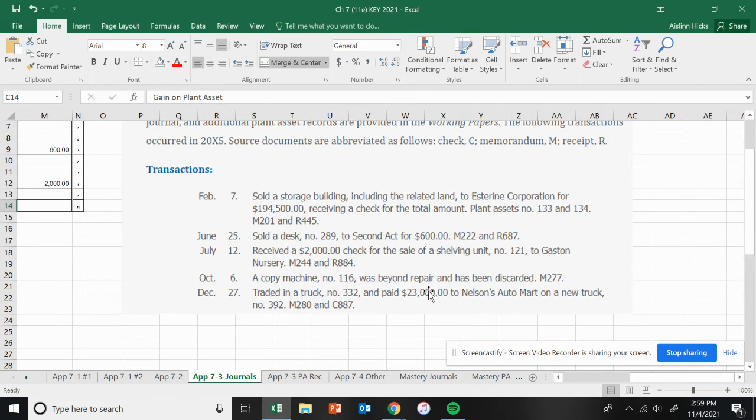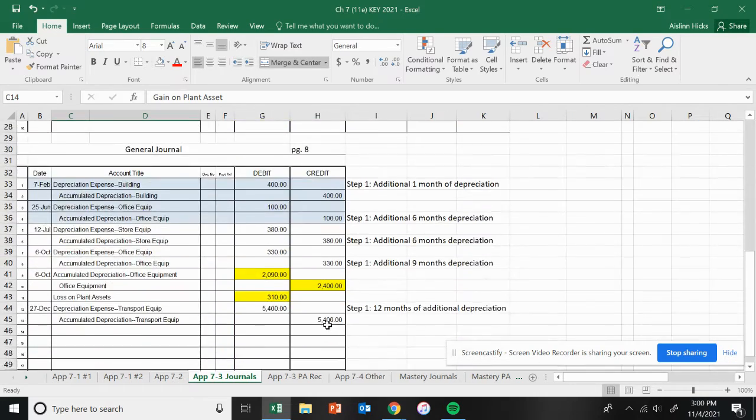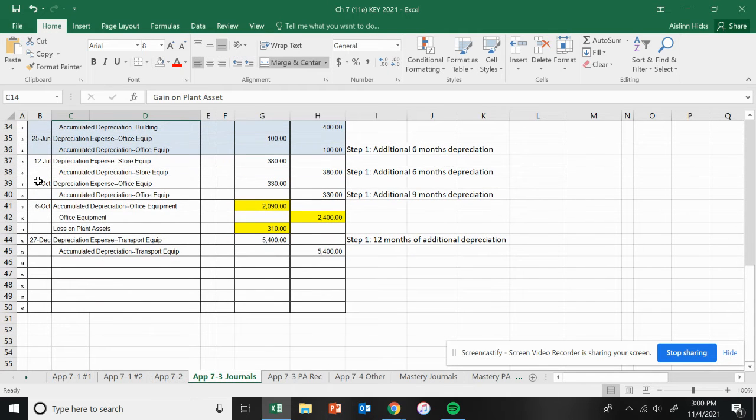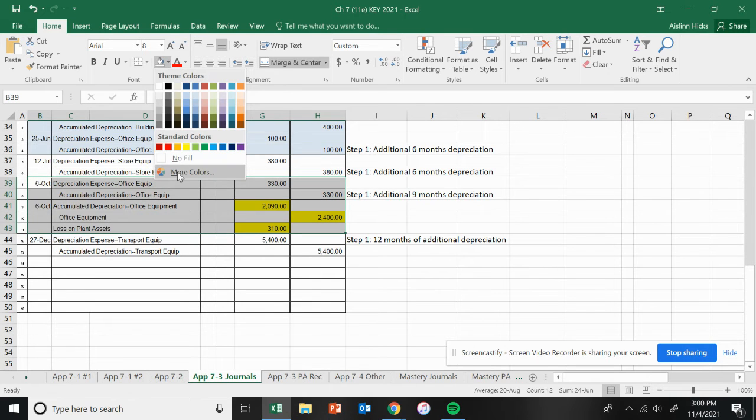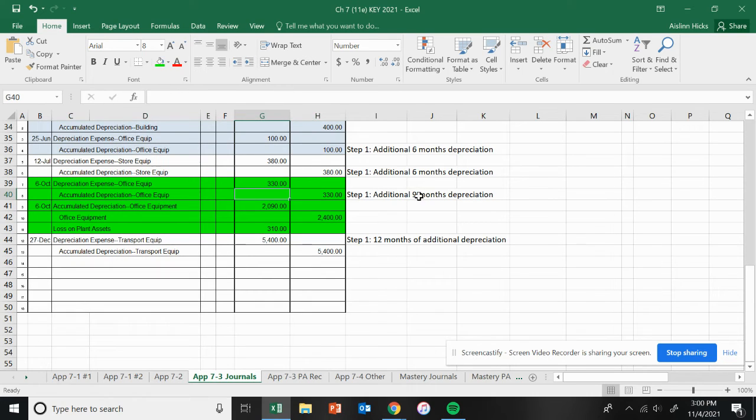We've got 2 things here left to get rid of. We're going to get rid of the copy machine for nothing, and then we're going to trade the truck. Okay, so let's start by getting rid of the copy machine. The copy machine we're going to get rid of, with some additional depreciation, and we're going to go ahead and get rid of it in the general journal. So I'm going to go ahead and just kind of highlight this one in green.